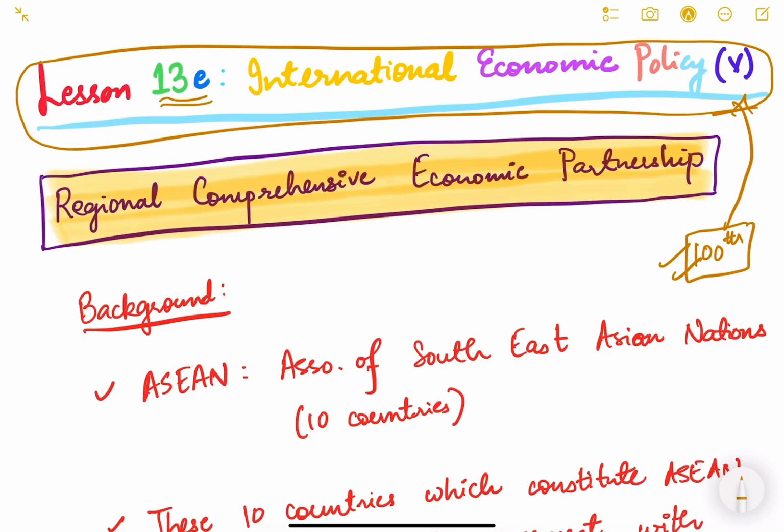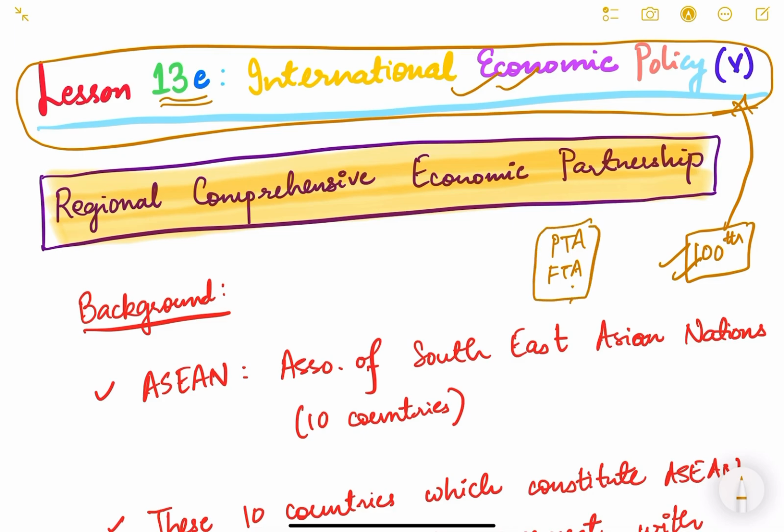Now let us continue with our topic, which is the international economic policy, which we have been discussing. This is the 5th video of this particular lesson. And in the previous video, we studied the different levels of trade agreements, right? Different levels of economic integration. We talked about the preferential trade agreement. We talked about the free trade agreement, etc.